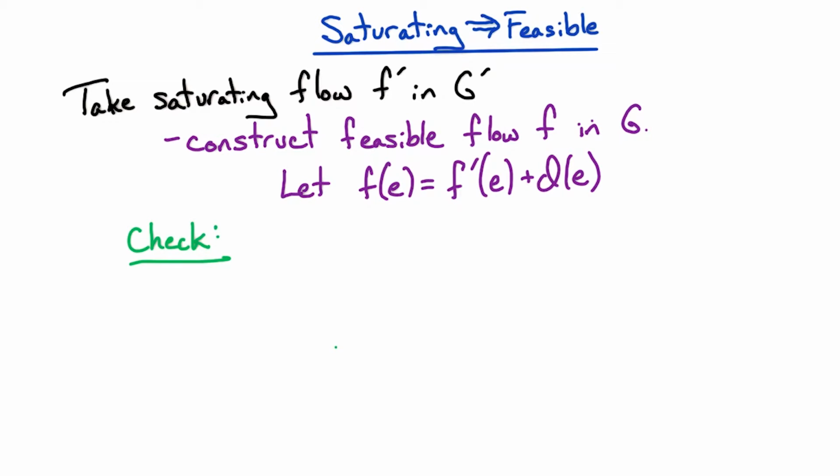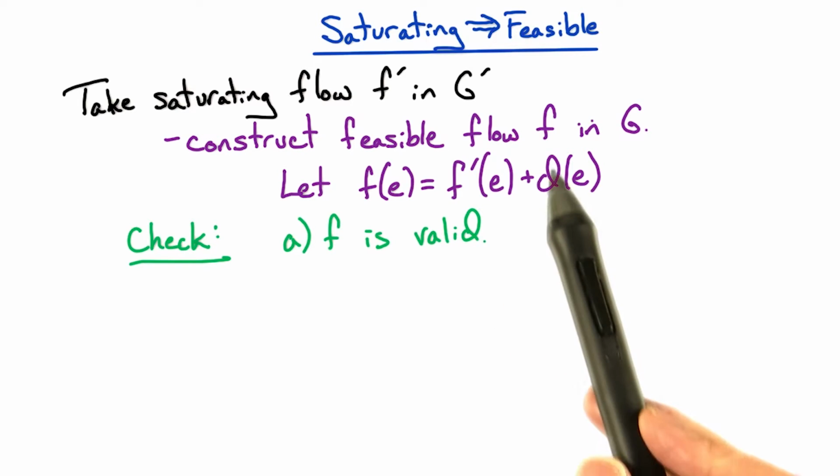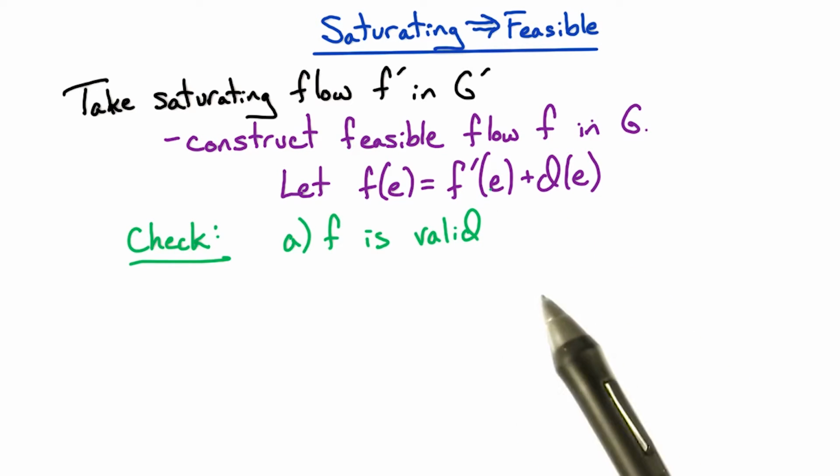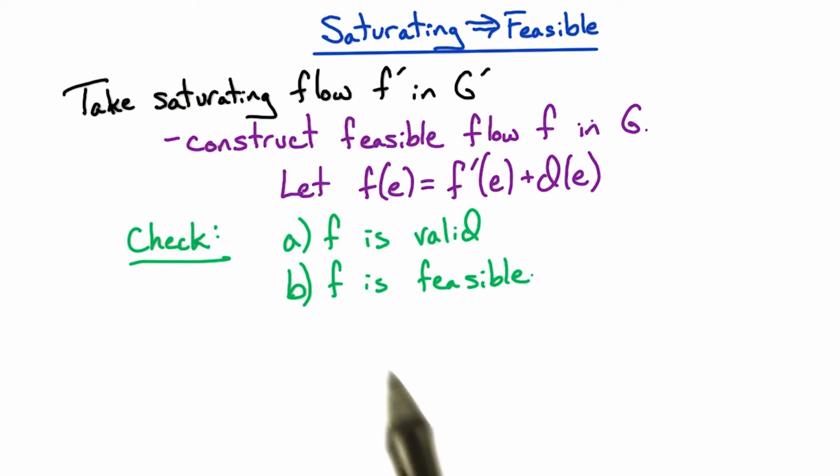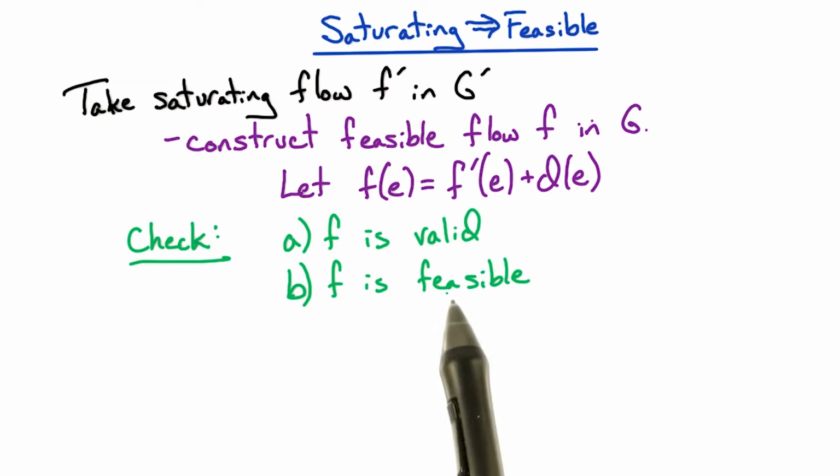Now there are 2 things we need to check. We need to check that F is a valid flow. So for all the internal vertices in this graph G, the flow in has to equal the flow out. And to be valid, we need that the flow along an edge is at most the capacity. And additionally, we need to check that F is a feasible flow. That means it satisfies all the demand constraints. Let's start with this second condition. Let's check that F is a feasible flow.